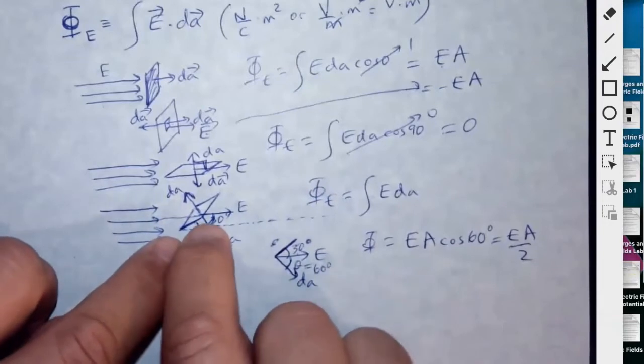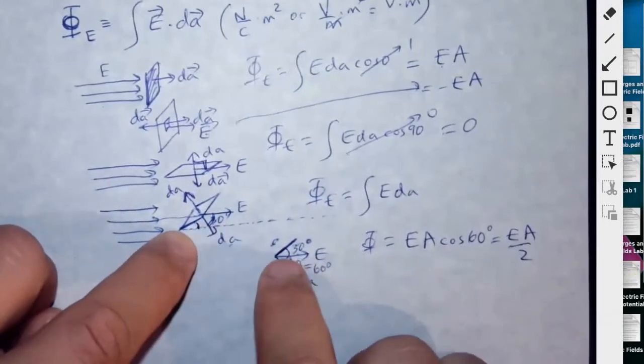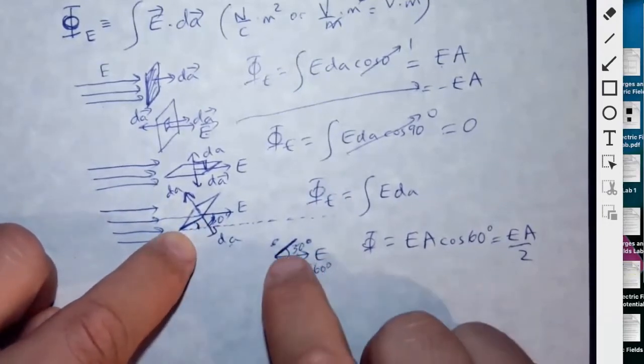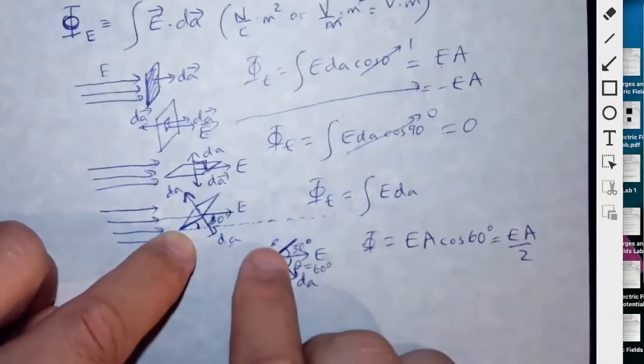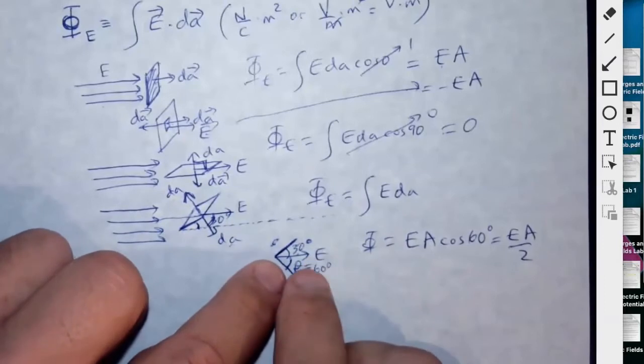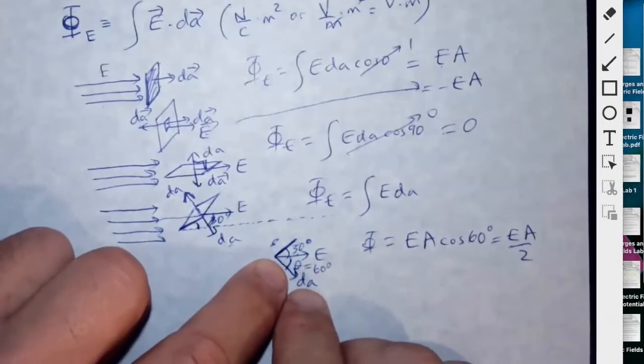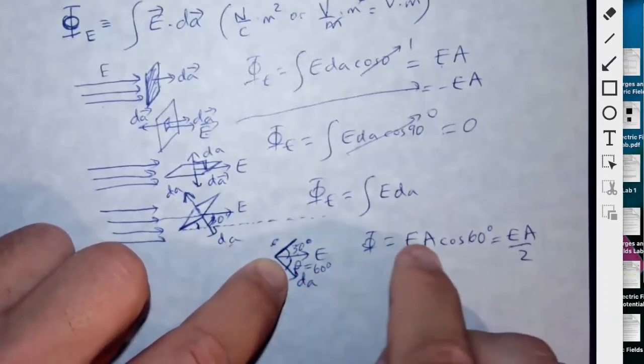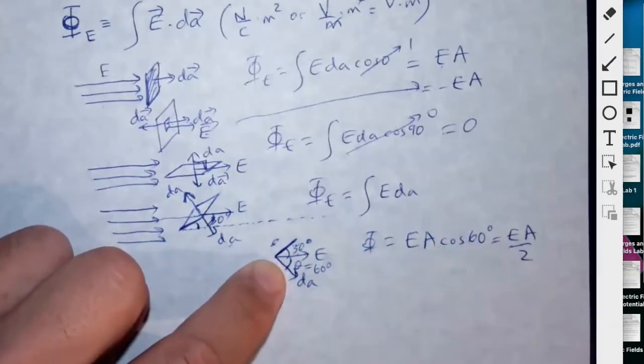So if you're given this is 30, you've got to be careful. Draw a quick little picture. This is the surface. This is the area vector coming out of the surface. And then the electric field makes an angle of 60 with respect to the area vector. So then it's EA cosine 60.